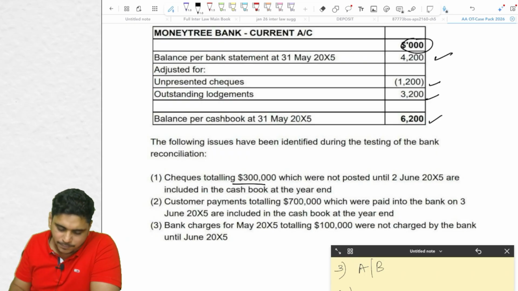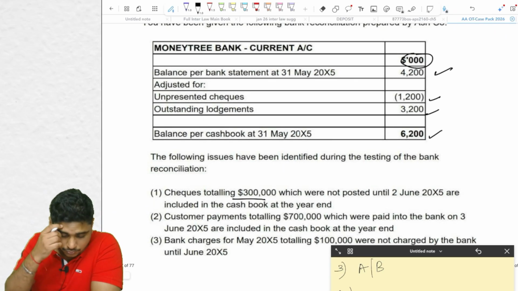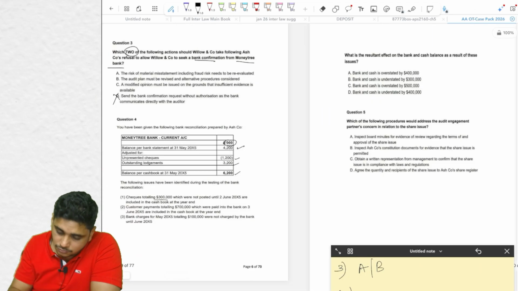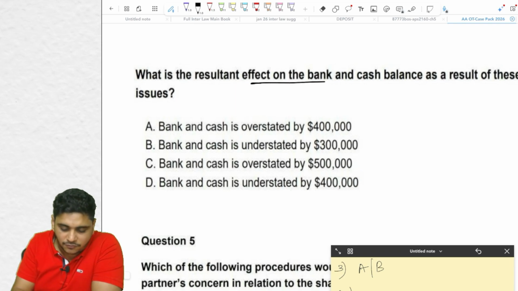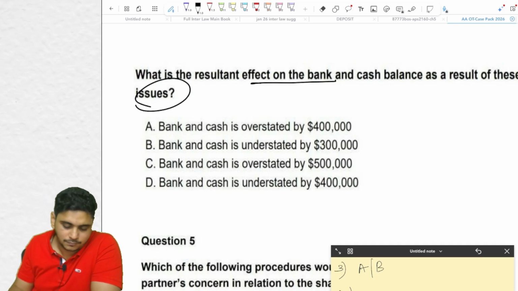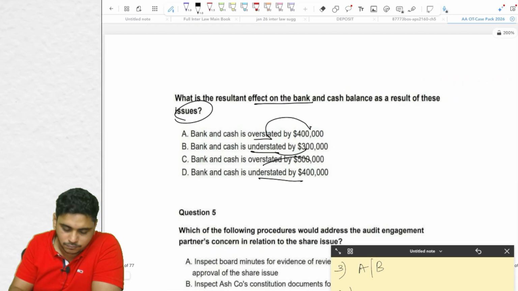Then customer payments totaling 700 which were paid into the bank on 3 June are included in the cash book at the year end. Bank charges of 100 were not charged by the bank until June 25. What is the question? What is the resultant effect on the bank and cash balance as a result of these issues? Overstated by 4, understated by 3, overstated by 5, understated by 4.